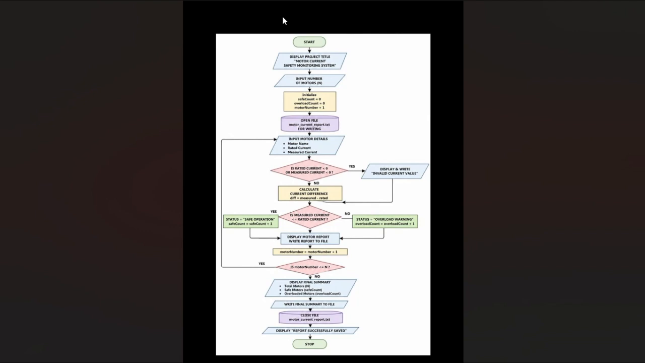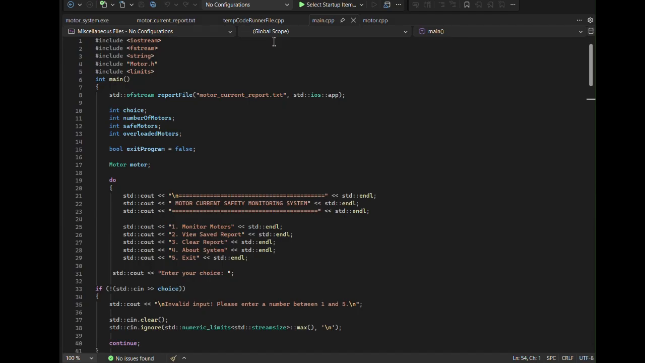And then from there, you go to display project title, motor current safety monitoring system. That is what the computer is supposed to display. Okay, from that, then you go to input number of motors, right? It's used to define the total number of motors being evaluated. Then you go to initialize the count.